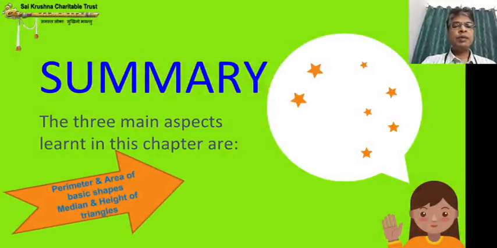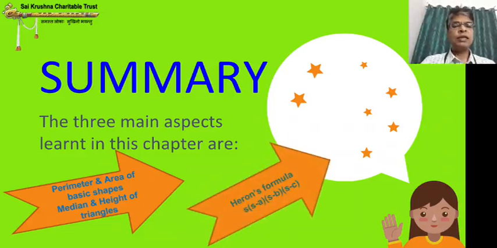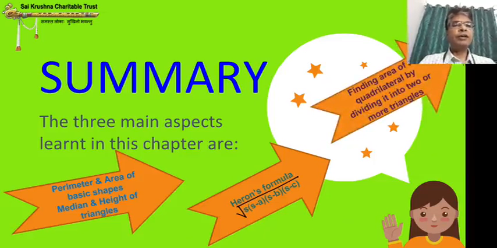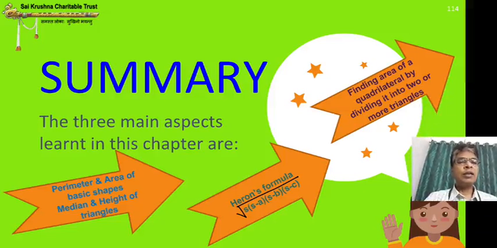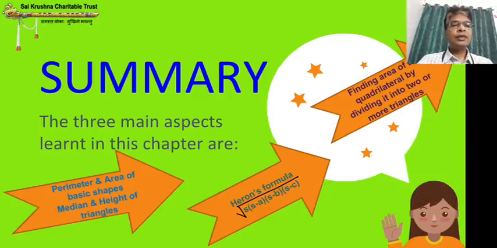We discussed perimeter and area of basic shapes, median and height of triangles. These are basically some definitions of triangles and also other shapes. Then we saw Heron's formula, which is nothing but square root of s into (s minus a), (s minus b), (s minus c), and also all the steps, everything we studied in this chapter. And the third one is finding the area of a quadrilateral by dividing it into two or more triangles. These are the three main aspects we saw in this chapter. Let us review all these in a little more detailed manner in the subsequent pages.